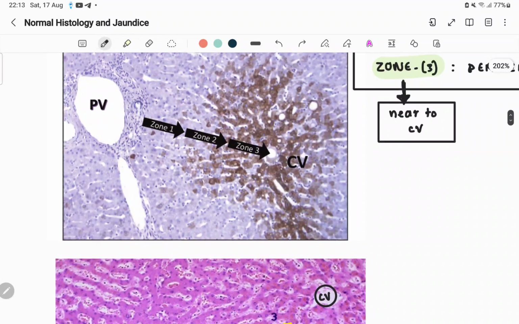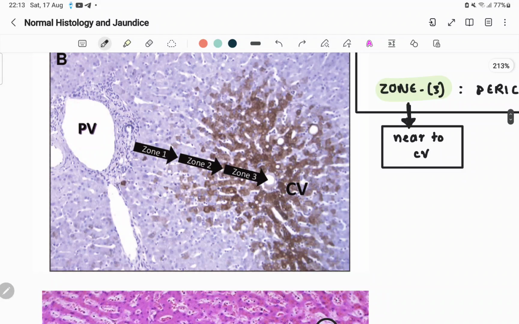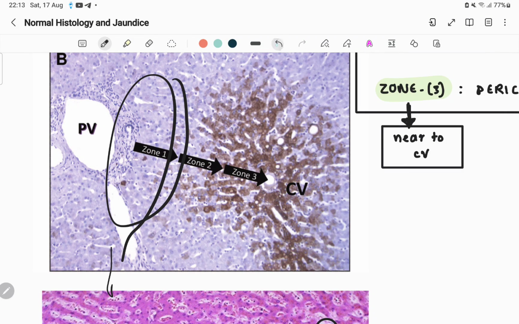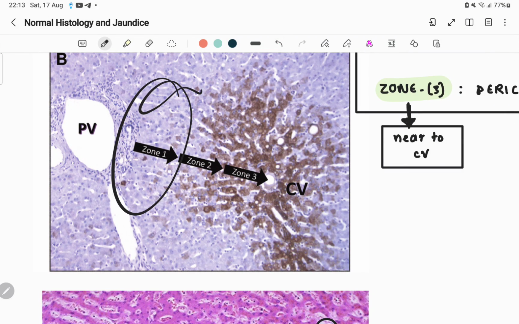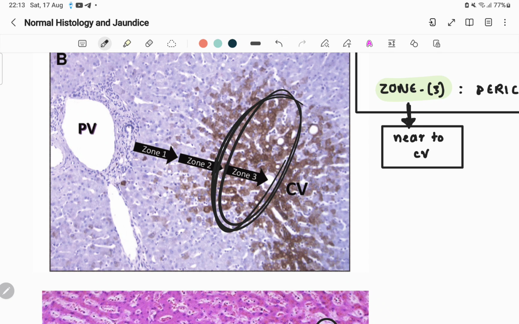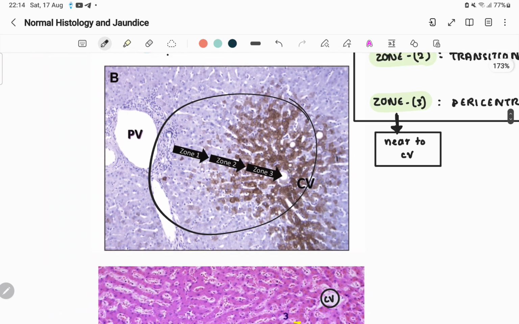So you can here see another diagram. This is zone 1, this is the whole zone 1. And this is zone 2, the transitional zone, and zone 3, which is the pericentral zone nearer to the central vein. So this is the central vein and this is the portal vein or the portal triad. And this is the categorization of the zones.